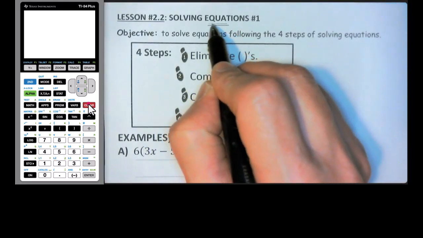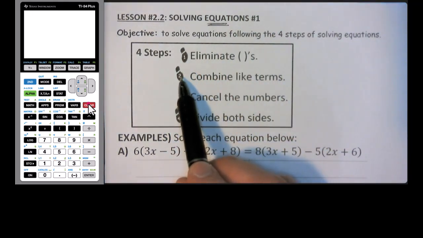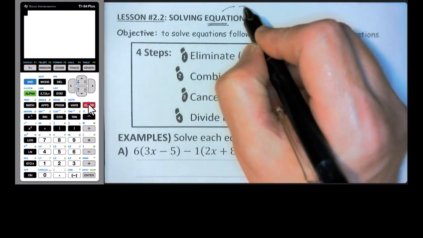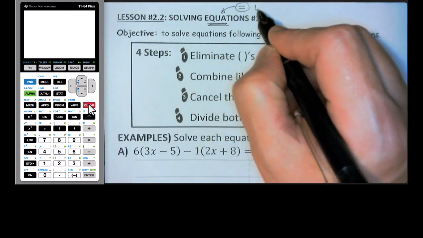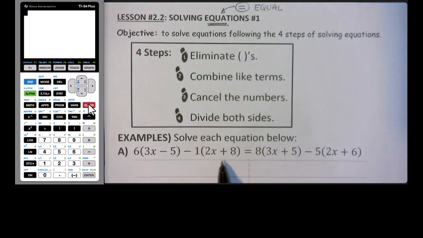In the previous lesson, we talked about expressions where we simplify expressions using two steps. Today, we're talking about equations, which is basically two expressions equal to each other. And that's where the word equation comes from. It comes from the word equal, okay? Because we have one expression equals another expression. In solving an equation, you're trying to get the letter x or whatever letter you have alone equals a number on the other side. So let's go ahead and try this example.